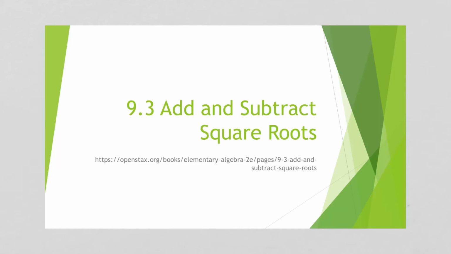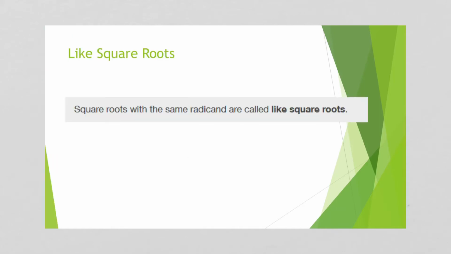I'm going to add and subtract square roots. Square roots that have the same radicand, and remember, radicand is that number that's under the radical, are called like square roots. Now, that's super important for you to know what a like square root is, and I'm going to point this out to you throughout this video.